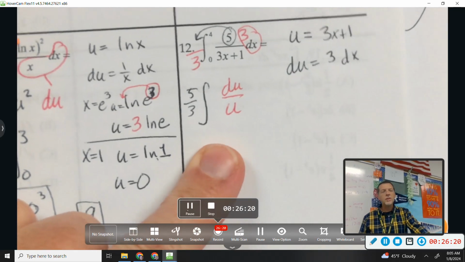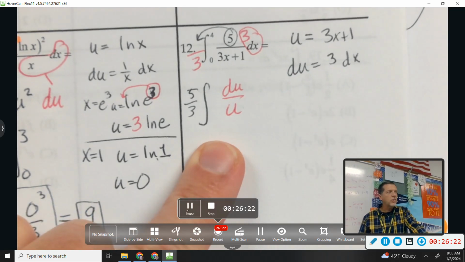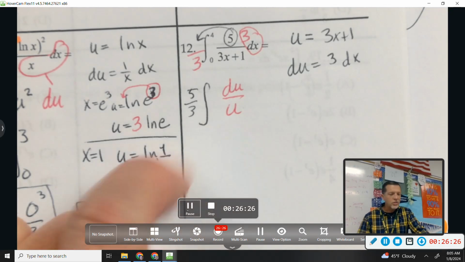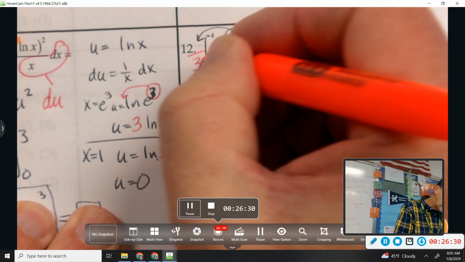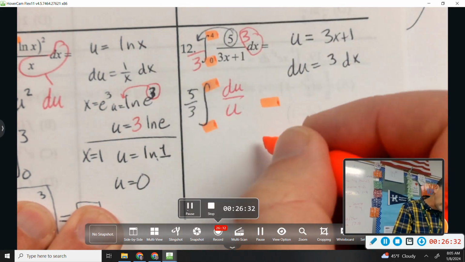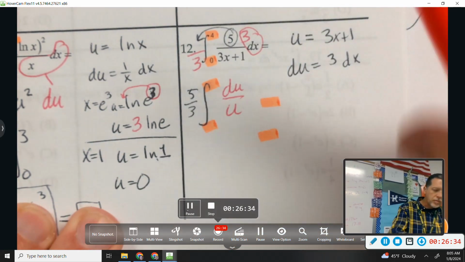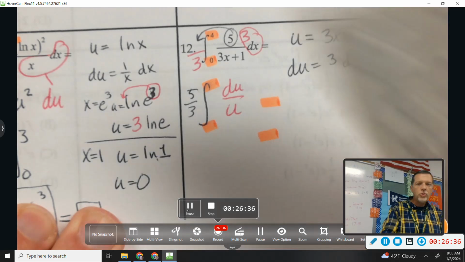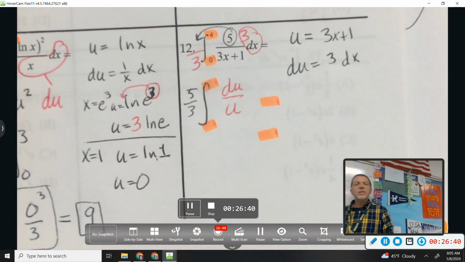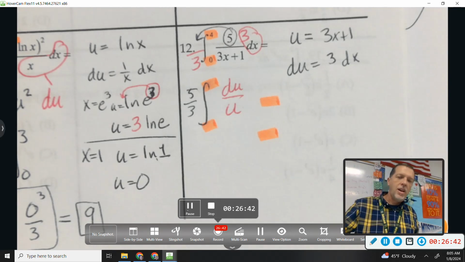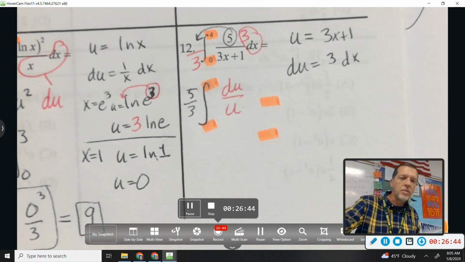What's this going to be? What's the antiderivative of du over u? Natural log of u. Don't do that yet, though, because you need to change those upper and lower limits. All right, why don't you see if you can finish that problem? So change the limits, take the antiderivative, and then plug in top minus plug in bottom.